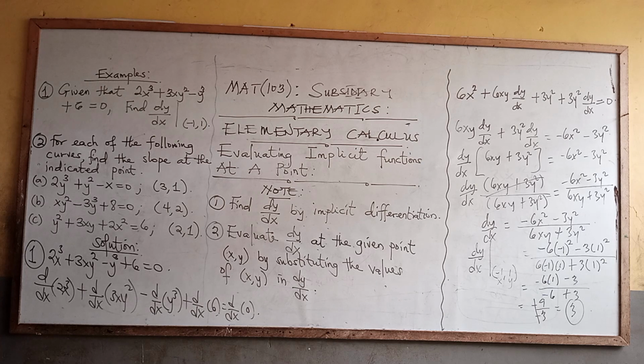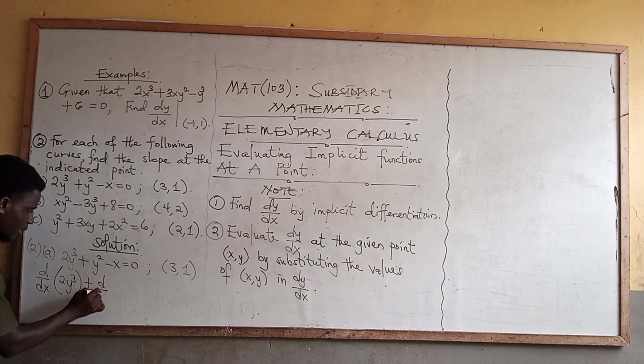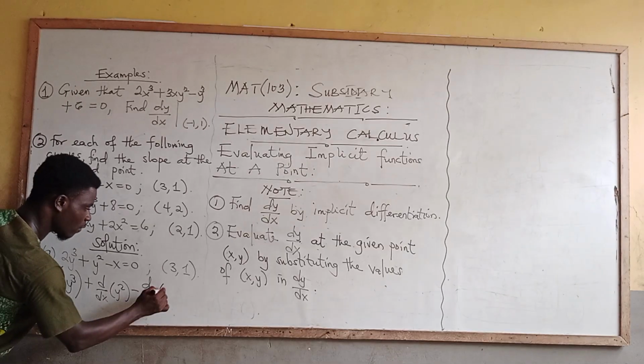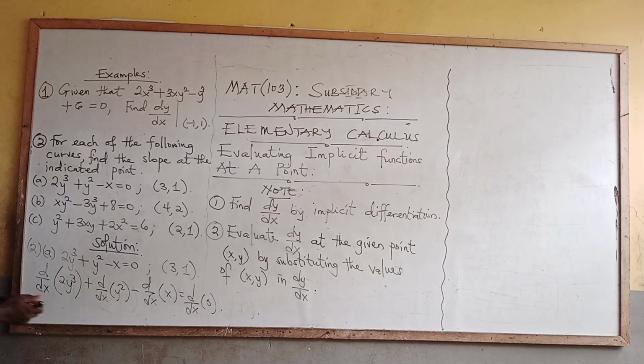So kindly look at it very well and go through. Now I'll do question 2a. Let's proceed. We have 2y cubed plus y squared minus x equals 0. We differentiate with respect to x. So I have d/dx of 2y cubed plus d/dx of y squared minus d/dx of x equals d/dx of 0.